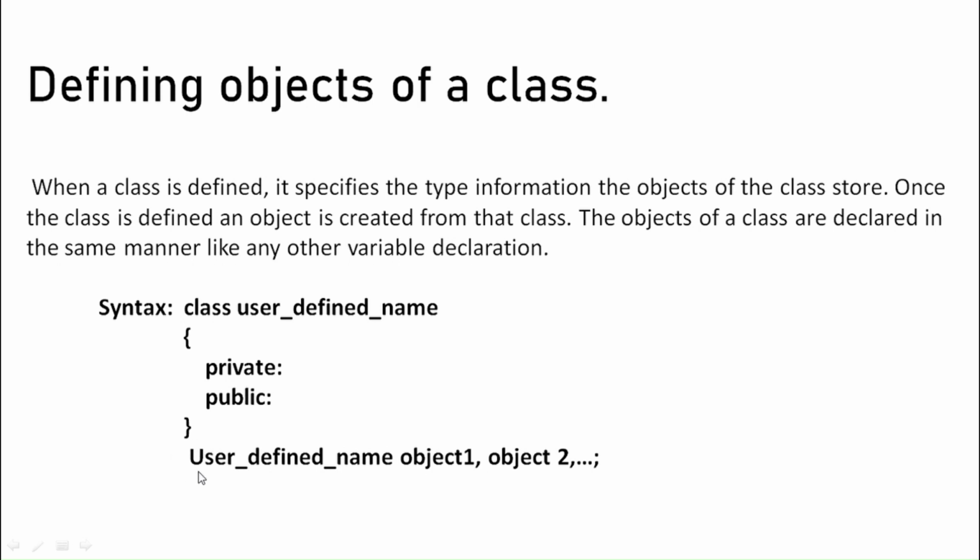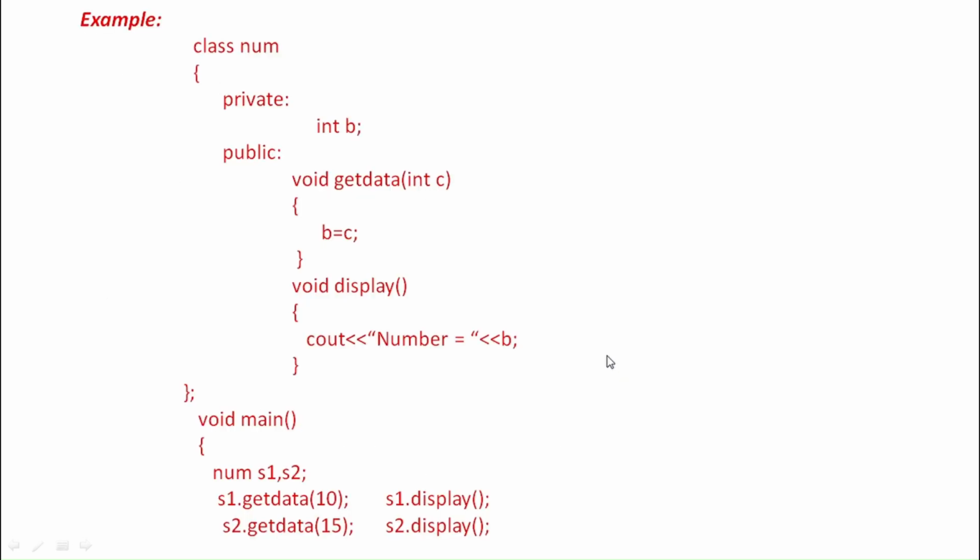But while creating the object, first I will write the user defined name, that is the class name, and then I will write the objects: object 1, object 2, object 3 or object n. Now we will understand this with the help of an example. As usual, we first have a class and a data member which is private, that is int b. Two member functions, getData and displayData, which simply means this program will read the data and show the output of the data. Now clear?